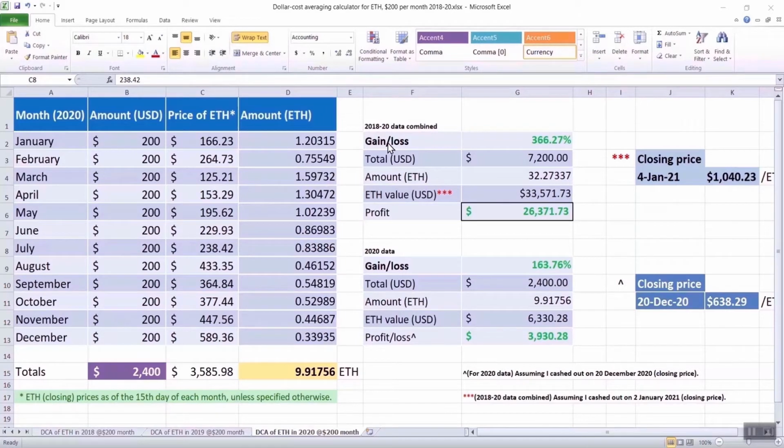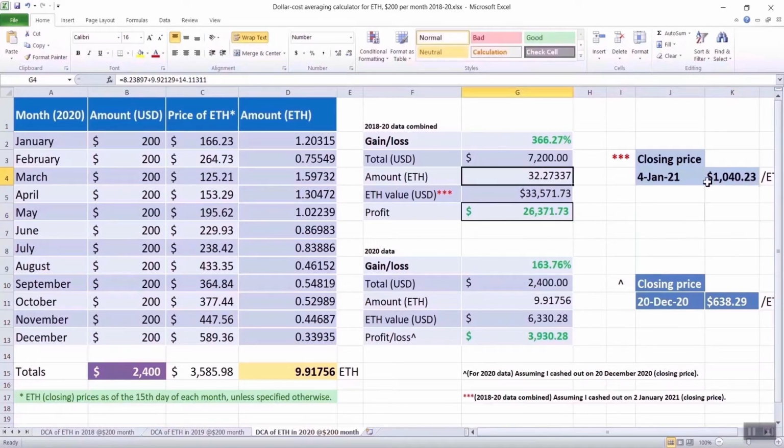But looking at the combined data for the 3-year period, if you take the closing price 2 days ago, and as you can see, a huge run up in price from the 20th of December up until the 4th of Jan, so that 2-week period, at one point it almost doubled. It's showing how volatile the prices were. With 32 ETH accumulated, selling at just over $1,000 each, you would have made $33.5 thousand. Well, in profit, that's $26.3 thousand from the $7,200 invested.